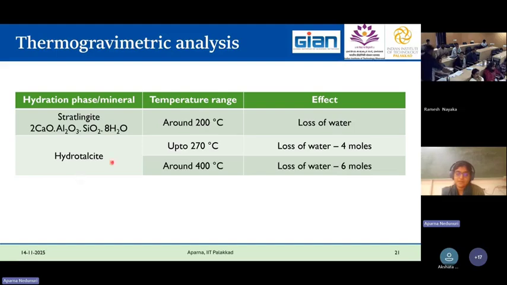Hydrotalcite is formed when you have a significant amount of magnesium oxide present in the system, and this is one of the hydration products that you can see in alkali activated materials, which are alternative cementitious materials. The decomposition of hydrotalcite is as follows. Up to 270 degrees centigrade, there will be loss of 4 moles of water, and around 400 degrees centigrade, there will be loss of the other 6 moles of water from hydrotalcite.